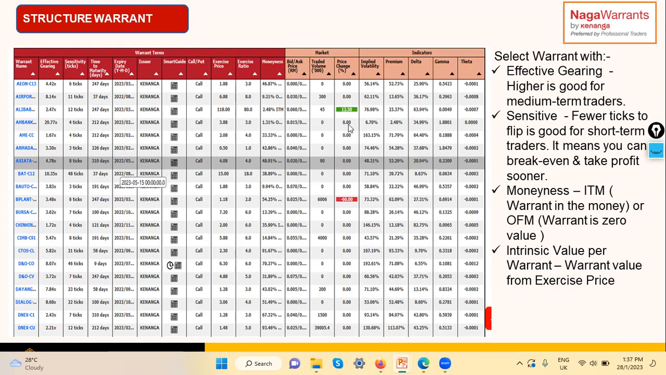This one is very important when we are choosing the correct warrants to trade. If you choose the wrong one, no matter how the market moves, the warrant will not move identically. This will cause you a lot of headache.